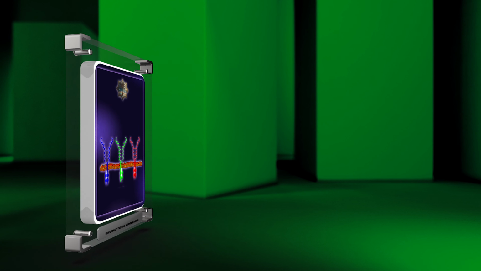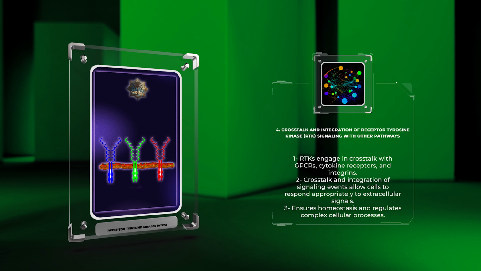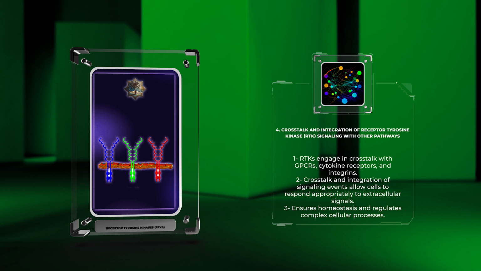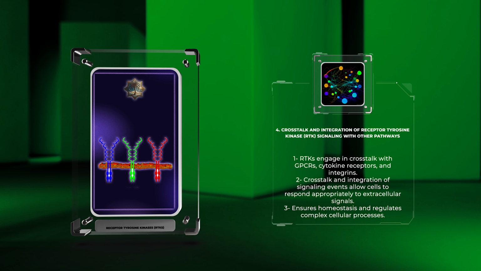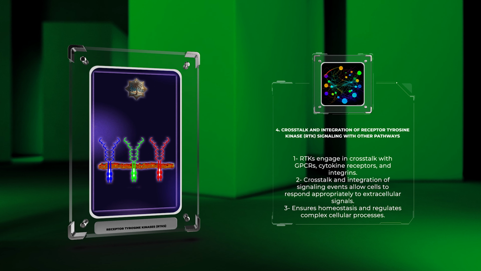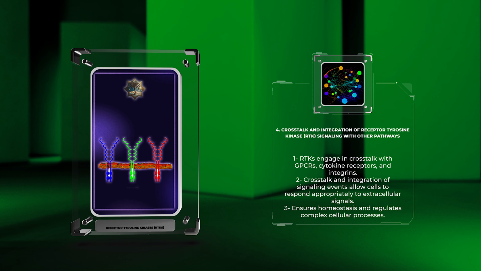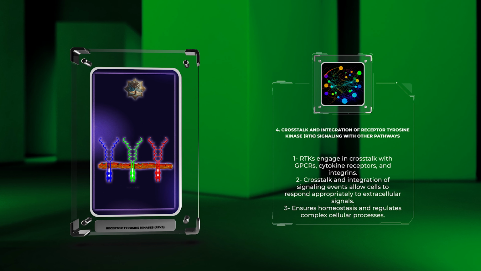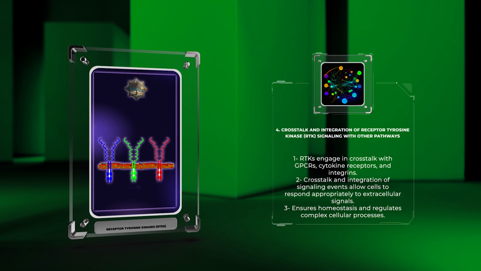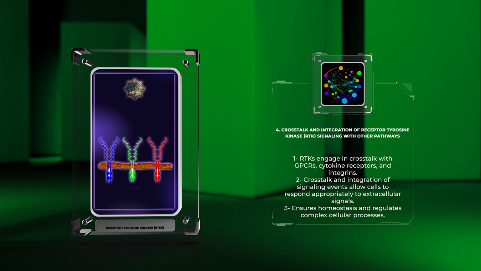Moving on, let's unravel the fascinating concepts of crosstalk and integration of receptor tyrosine kinase, RTK, signaling with other pathways. RTKs often engage in intricate crosstalk with other signaling pathways, such as G-protein coupled receptors, GPCRs, cytokine receptors, and integrins, to fine-tune cellular responses. This crosstalk and integration of signaling events enable cells to integrate multiple extracellular signals and respond appropriately to ensure homeostasis and regulate complex cellular processes.